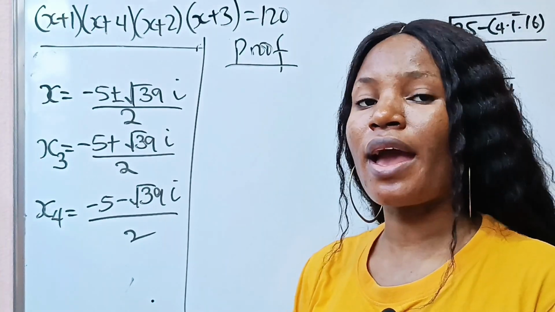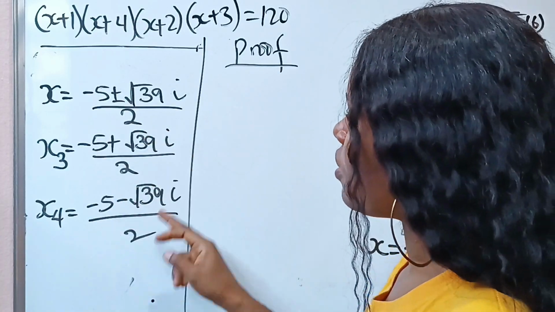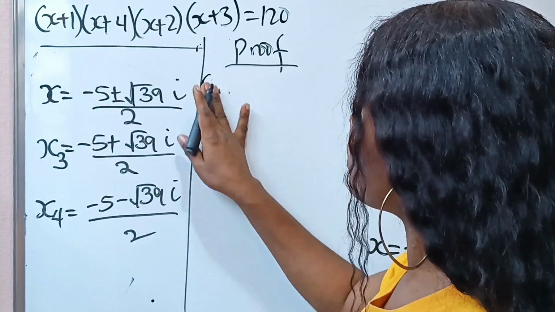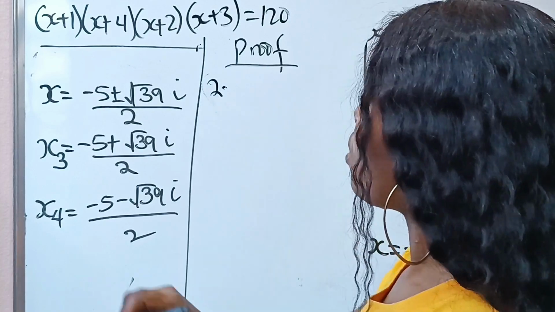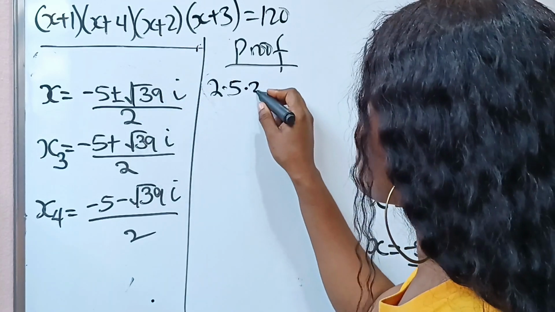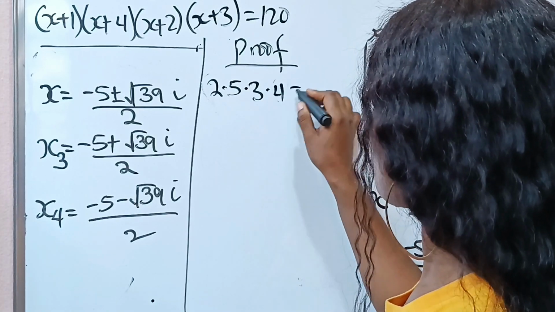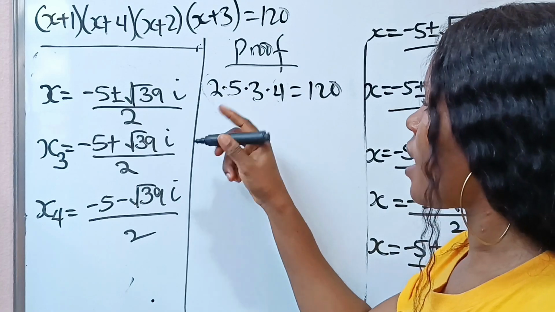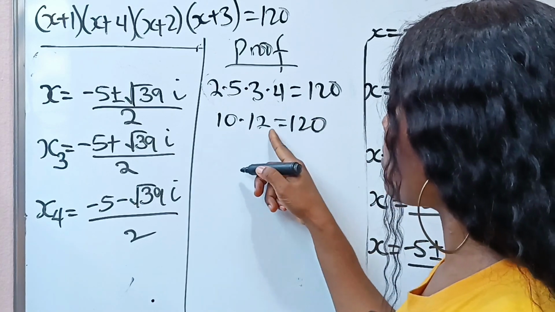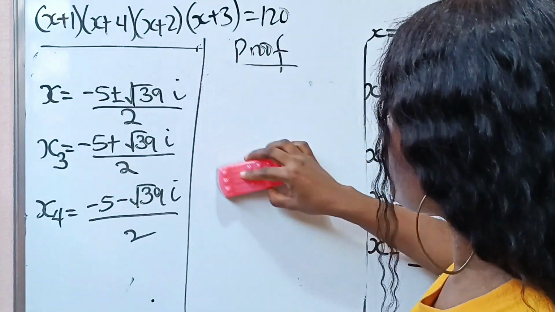Recall that the first value of x we got is 1, right? The second value is minus 6. The third value is this, and the fourth value is this. So let's start with 1. If we substitute 1 into this equation, we are going to have 1 plus 1, which is 2, multiplied by 1 plus 4, which is 5, multiplied by 1 plus 2, which is 3, multiplied by 1 plus 3, which is 4, is equal to 120. Now let's group this. 2 times 5 will give us 10. 3 times 4 will give us 12. Now 10 times 12 will give us 120, and 120 is equal to 120. So that is it for the first value.